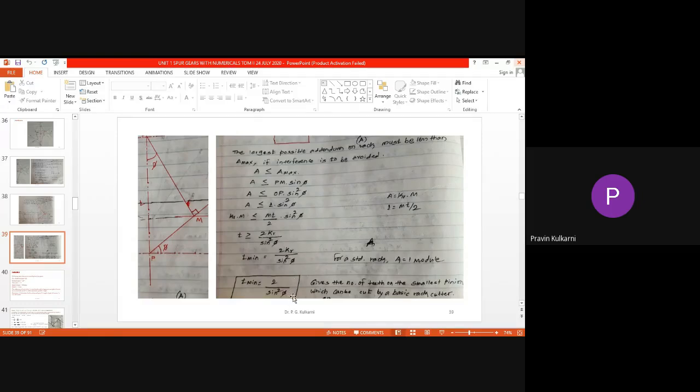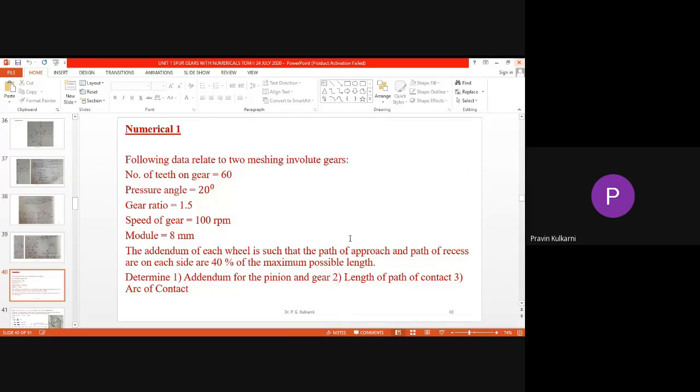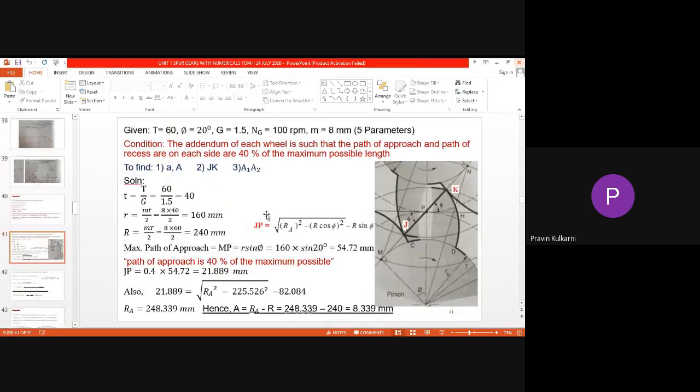So, you can form some convention. With increased pressure angle, the minimum number of teeth increases. Put phi equal to 20 degrees, then it is 22.5. This will be increased. These numericals we have already solved, so you may go through the numerical ones.